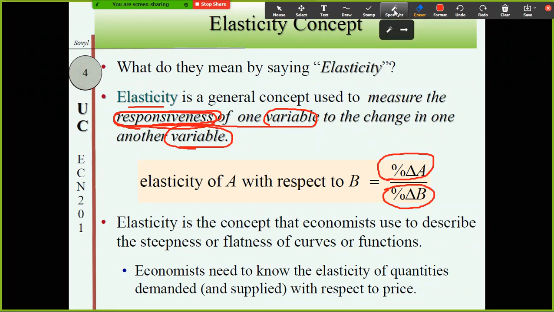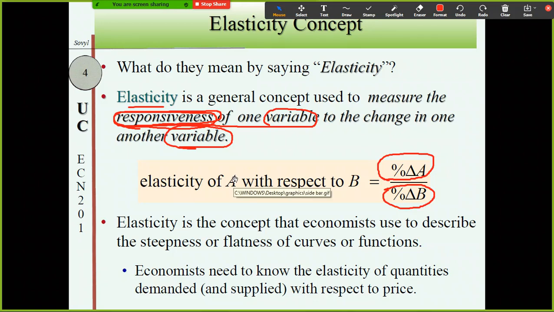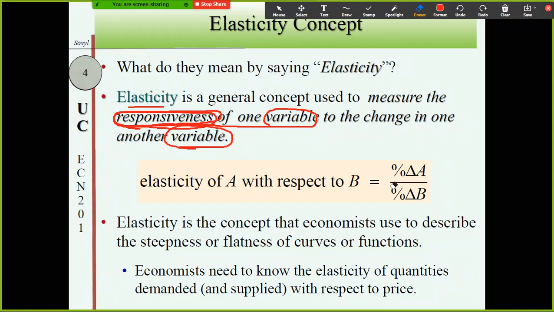So when we look at the formula, the percentage change of A divided by the percentage change of B, B has influence on A. In the formula, B is down here and A is up here, above the bar. The upper part of the bar is the less influential factor or amount, and B is the more influential factor or amount. Elasticity of A with respect to B: when B changes, A changes. When B has no change, A has no change. That's why this is called elasticity.